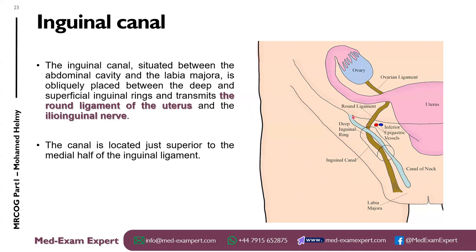This is another picture showing the deep inguinal ring and the superficial inguinal ring. We can see that the round ligament is moving through here, in the yellow or brown color. This is the round ligament, inserted into the labia majora.